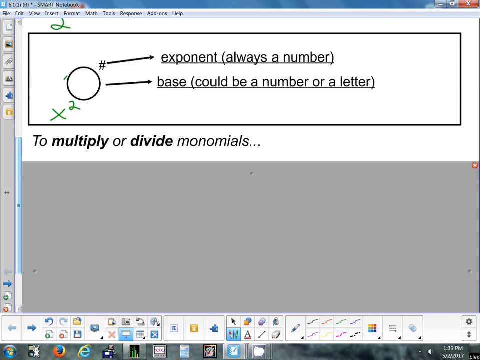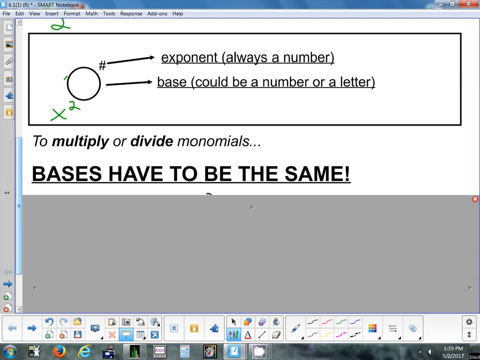Okay, anytime you want to multiply or divide monomials, what do you think you have to use for letters? Same letters or different letters? Different. Same. Different? Who said the same? Who thinks you can only combine things that have the same letters? Who thinks you can combine things that have different letters? How many people aren't sure? But the bases have to be the same.